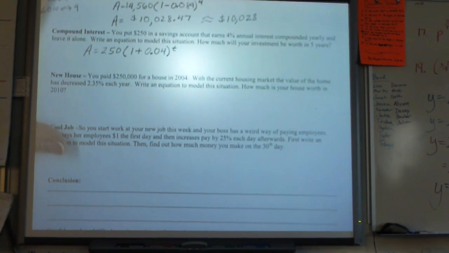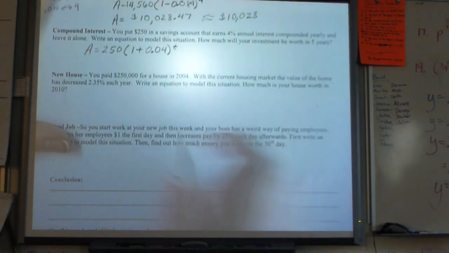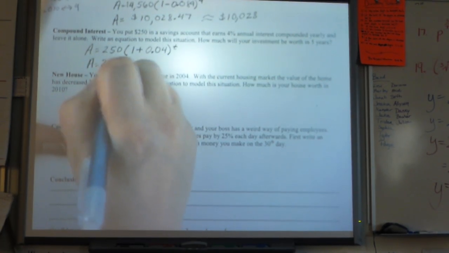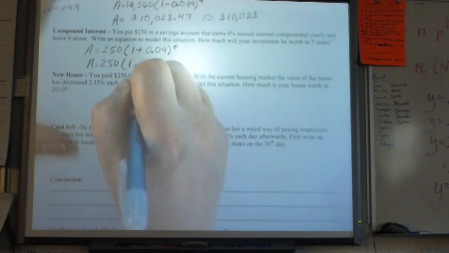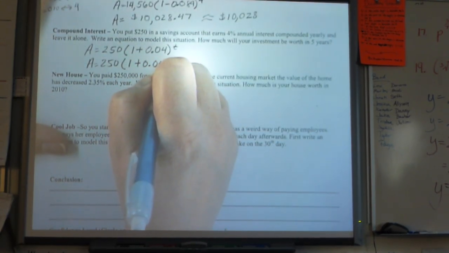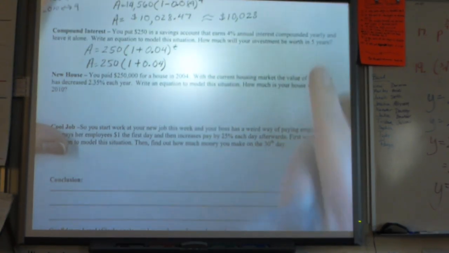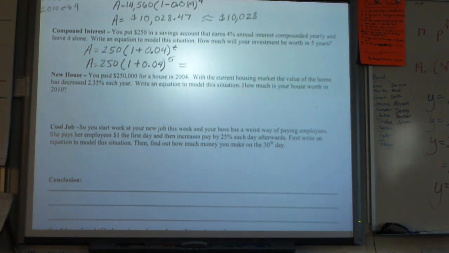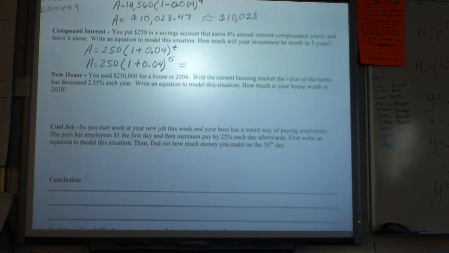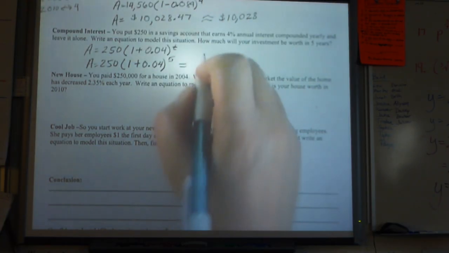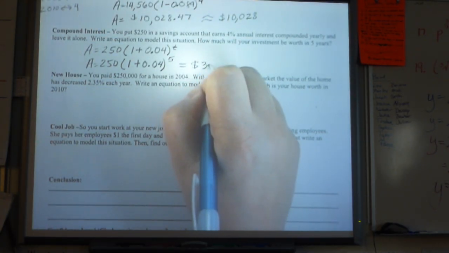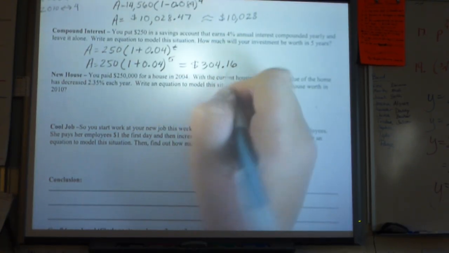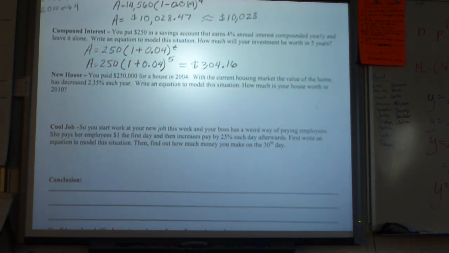to the t power. And then they ask us to tell how much it will be worth in 5 years. So the amount of money will be equal to that same equation to the 5th power. Okay. So you made $54.16 on your investment.